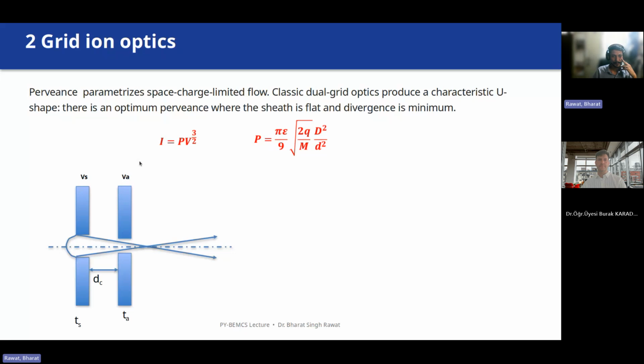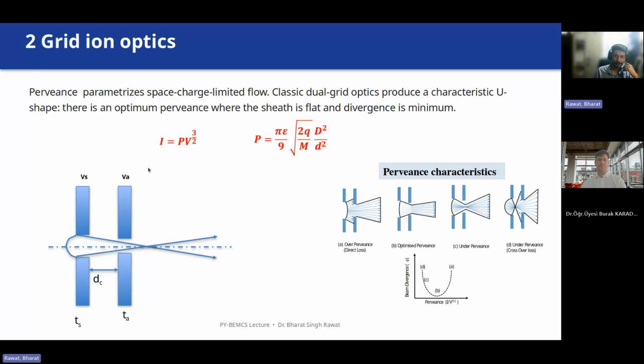And so this is the schematic of a two grid ion optic system, where the first grid is your screen grid and the second grid is your acceleration grid, and the gap between the two is defined by the cold gap. Of course, there is an effective gap which bends under thermal stresses, but I'm not considering that for this moment. And the thickness of both the grids is TS and TA.